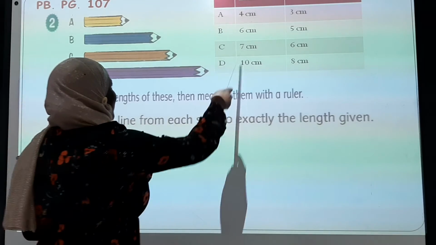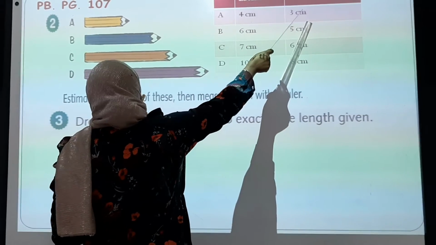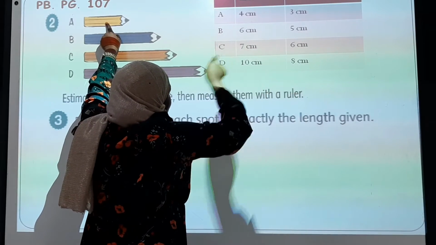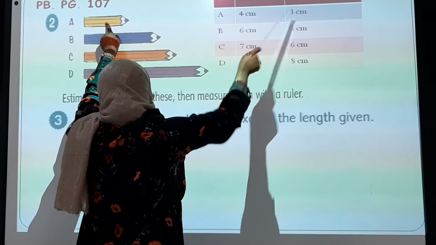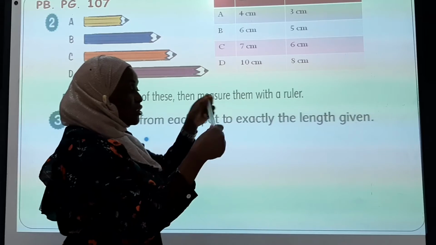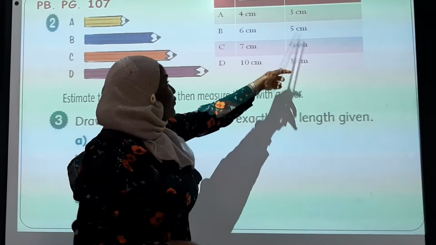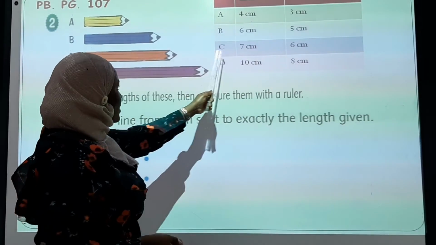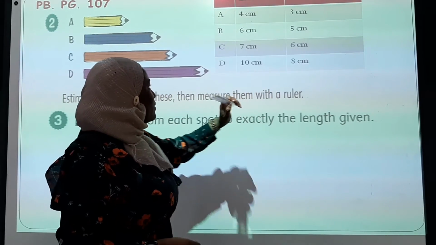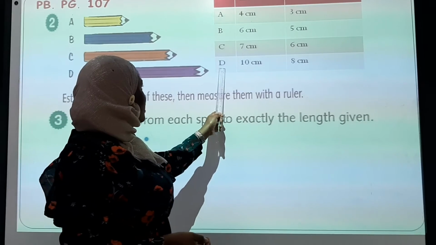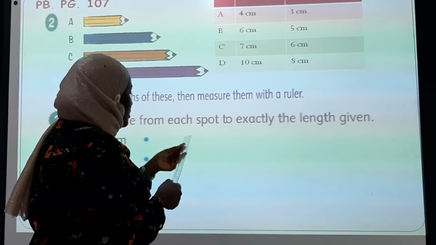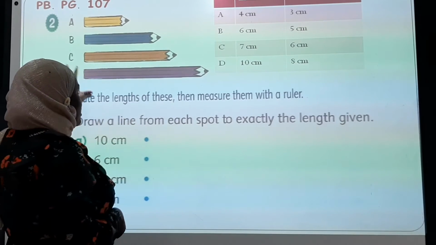You can see here I have 4 centimeters. The estimate here is 4, but when I check the length, it is 3 centimeters. My estimate for B is 6 centimeters, but when I use my pen and my ruler, it is 5 centimeters. For C, my estimate is 7 centimeters, but when I use my ruler, it is 6 centimeters. For D, my estimate is 10 centimeters, but when I check, it is 8 centimeters. So that is how to do this.